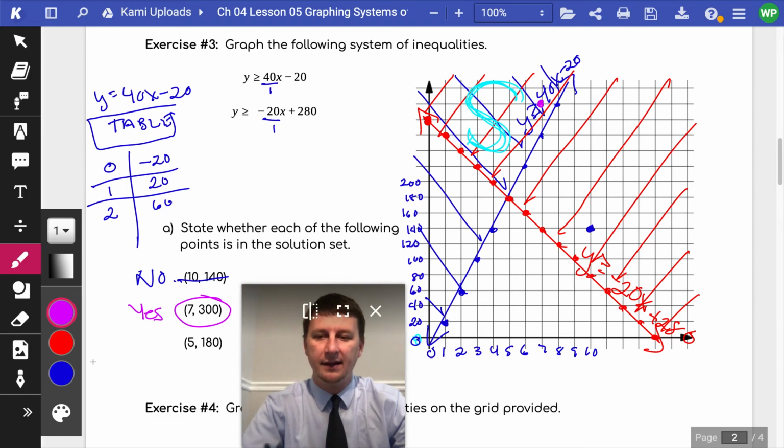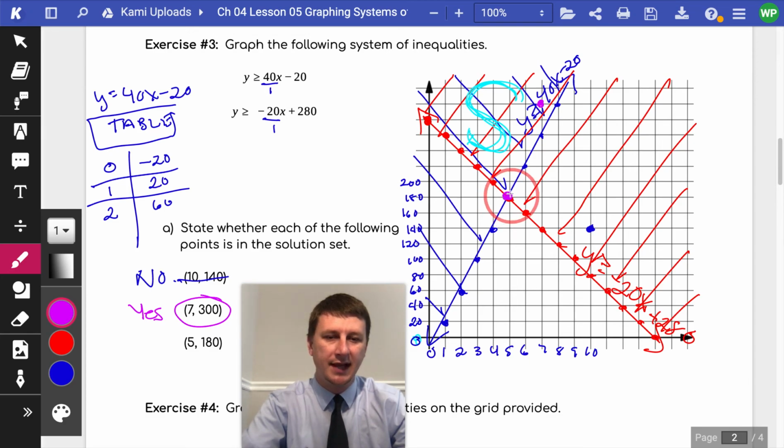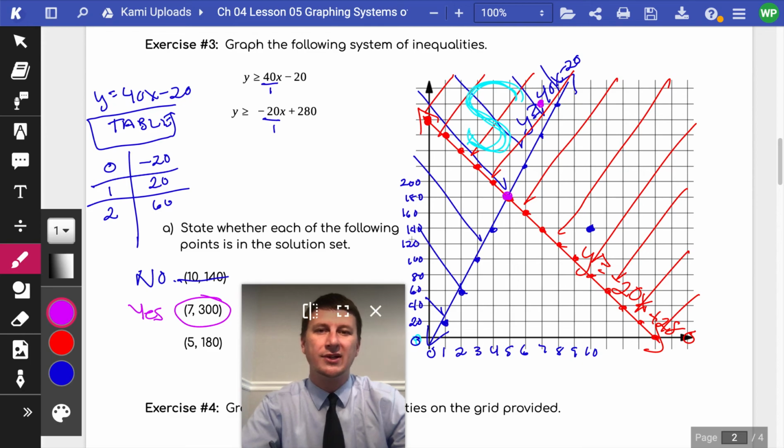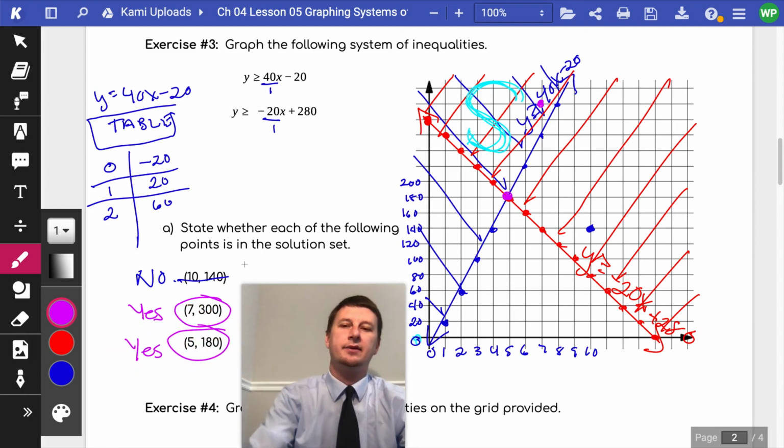And finally, we have 5, 180. And 5, 180 is actually the intersection point of both inequalities. This one is one of the instances where the intersection point is going to be part of the solution set because it's on two solid lines. So remember, solid lines are inclusive. They include the points on them. Dashed lines do not. So if you're on two solid lines, not just one, but two, here's the red one, here's the blue one, you are going to be in the solution set. So this one is also in the solution set.